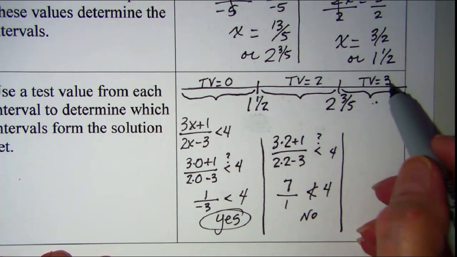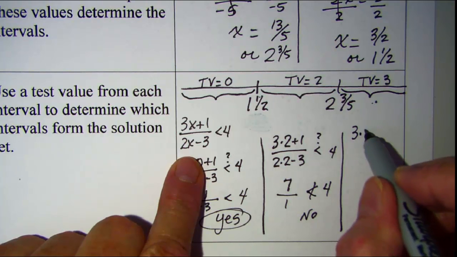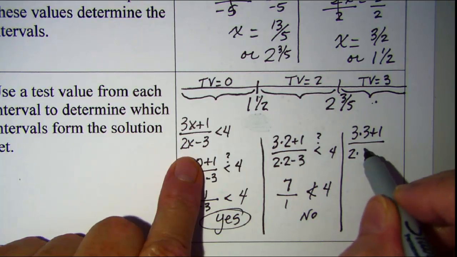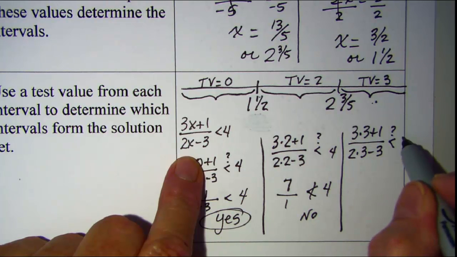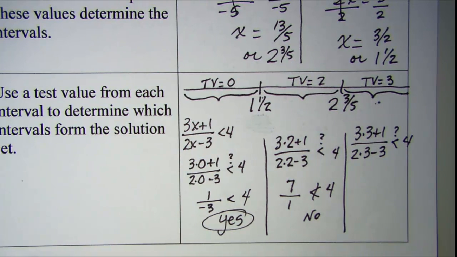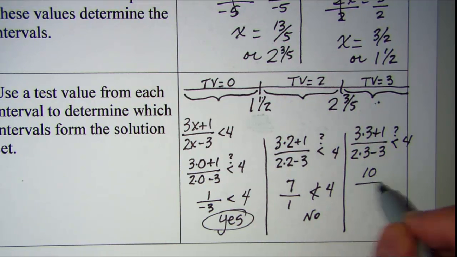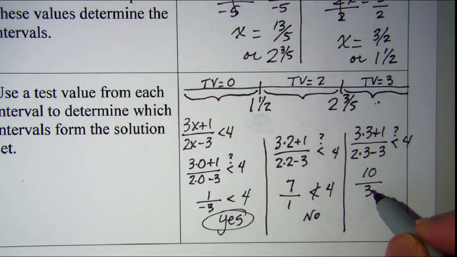And then test value of 3. We have 3 times 3 plus 1 over 2 times 3 minus 3. And I want to know if that's less than 4. So 3 times 3 is 9, plus 1 is 10. And 2 times 3 is 6, minus 3 is 3. This is 3 1/3, which is less than 4. So that one's yes.